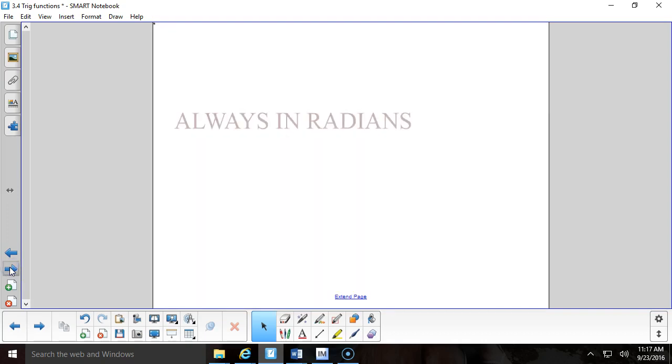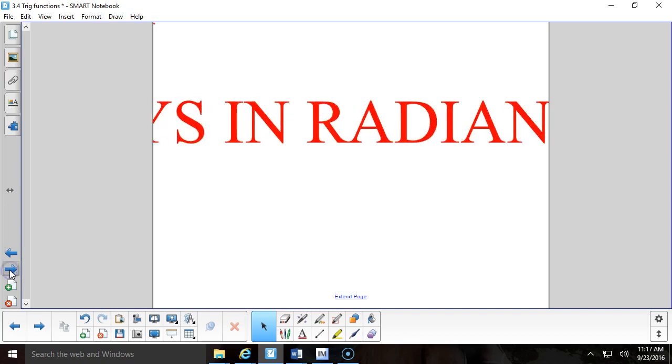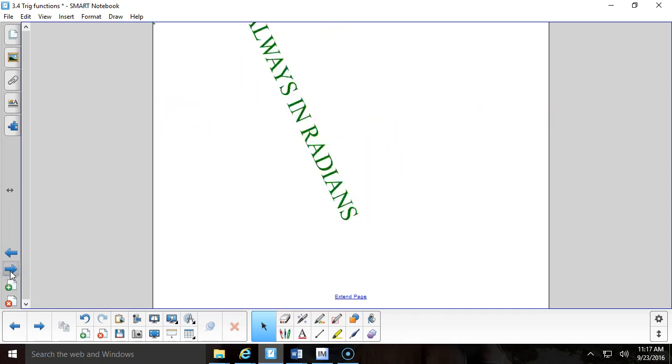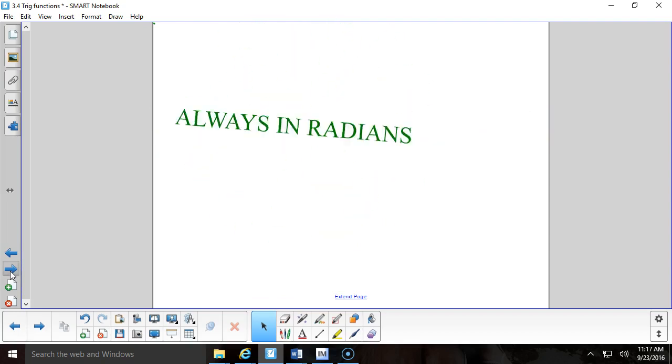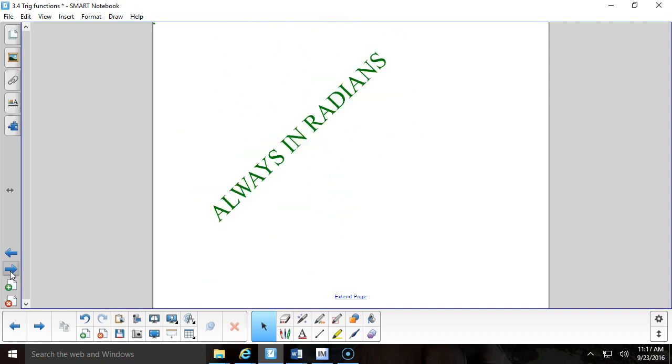One of the things that's really important, that you've really got to make sure you have down: everything that we do from now on is going to be in radians. So if you see a trig function and you're evaluating something, it's in radians. Let me emphasize that. It's got to be in radians. If you're not in radians, you're going to screw up. So flip your computer screen around to make that turn right side up.